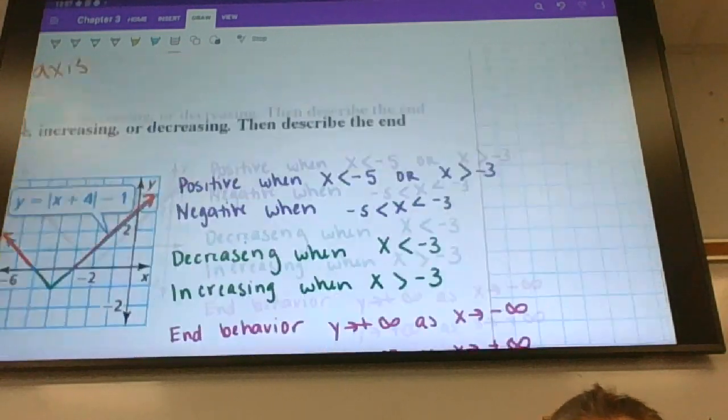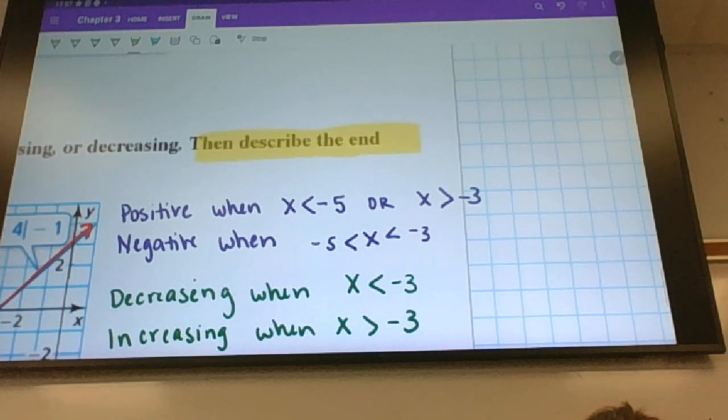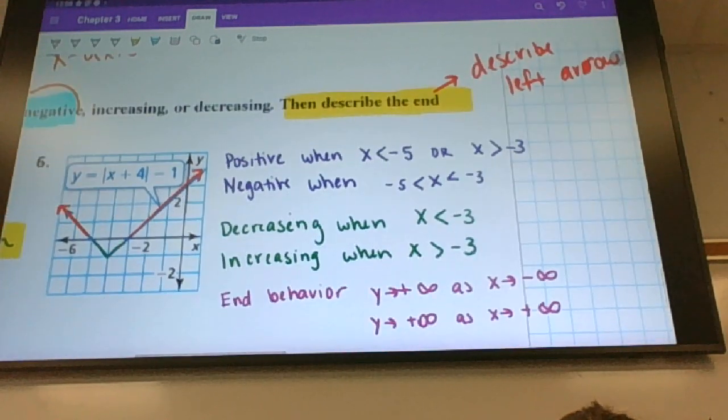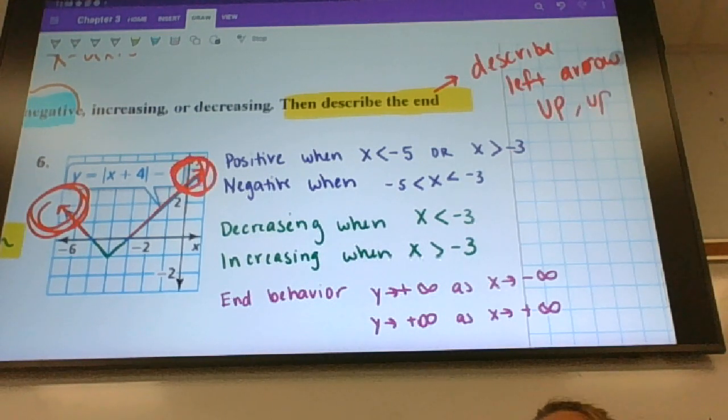And end behavior says you describe the left arrow and right arrow. All right, what's this left arrow doing? It's going up. What's the right arrow doing? It's going up. The end behavior is up and up. You follow that?